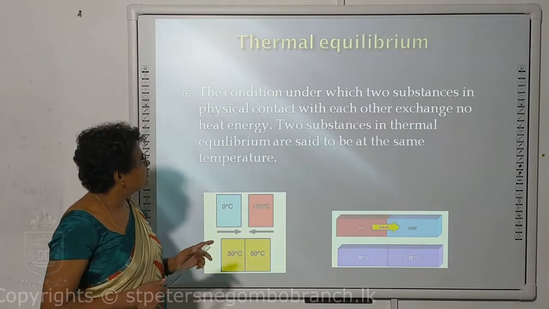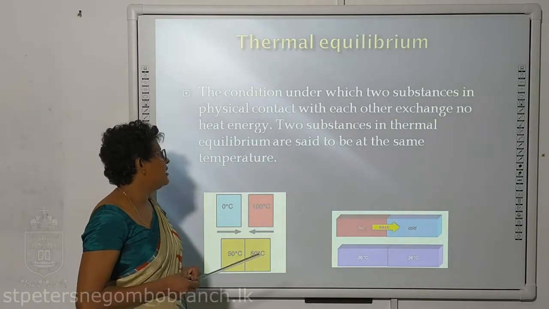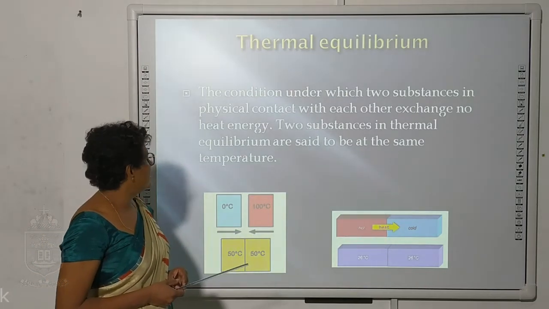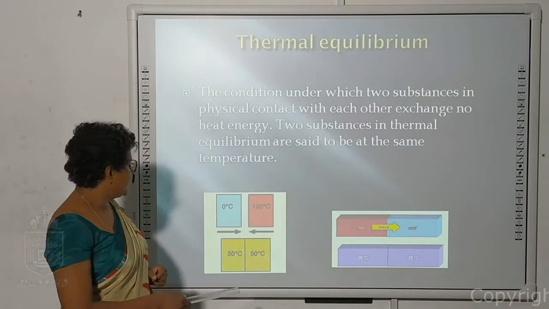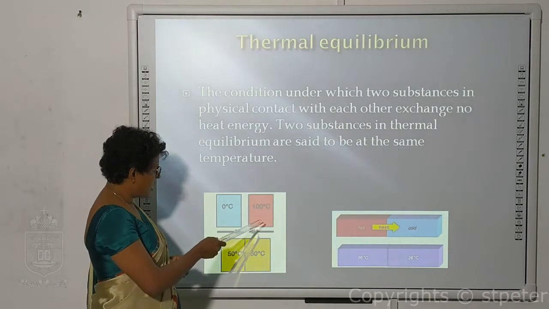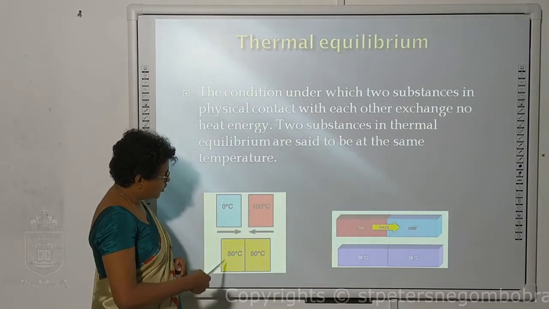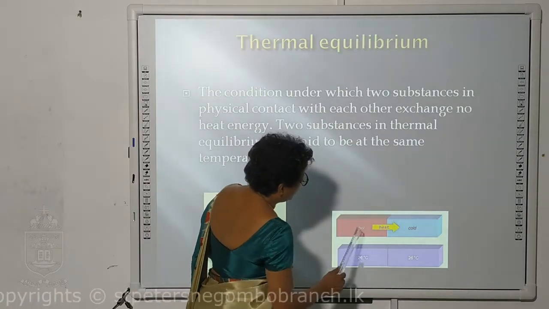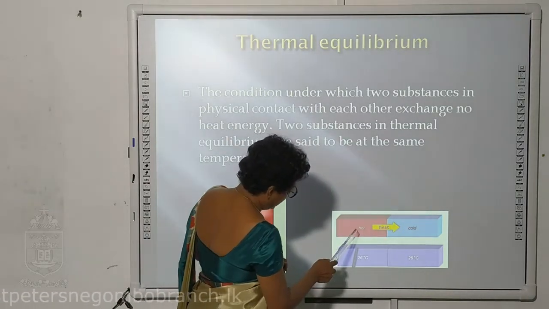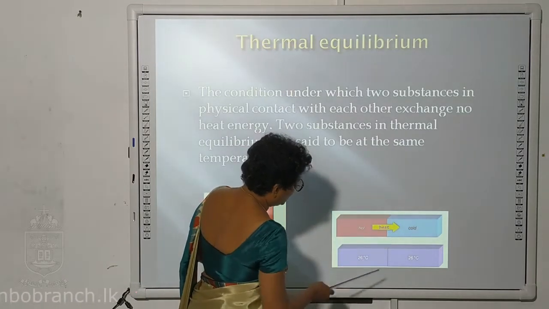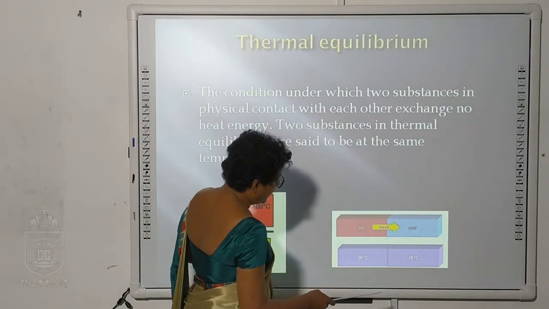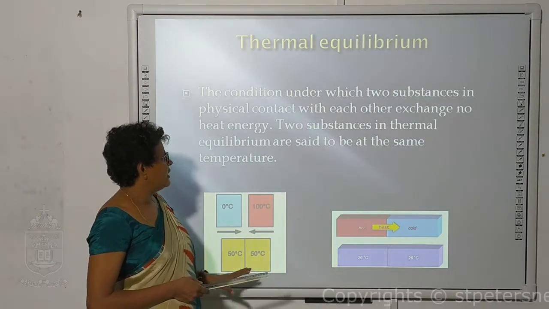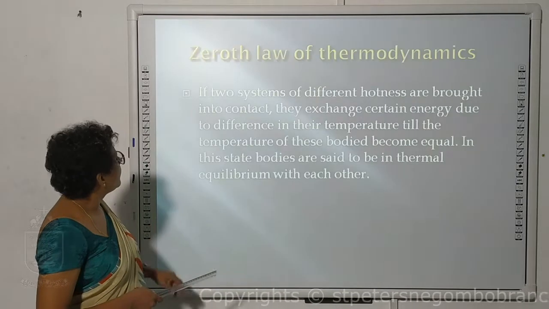The condition under which two substances in physical contact with each other exchange no heat energy. Two substances in thermal equilibrium are said to be at the same temperature. Here you can see 100 degrees, 0 degrees. Now both will come to 50. See here, hot body and cold body. When you make them together, heat will transfer to the cold body and these both will come to 26 degrees Celsius. Therefore, no heat transfer hereafter. They are in thermal equilibrium.